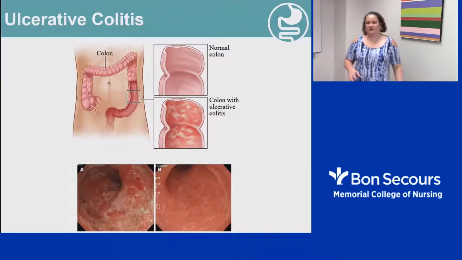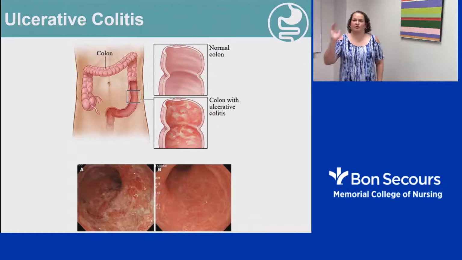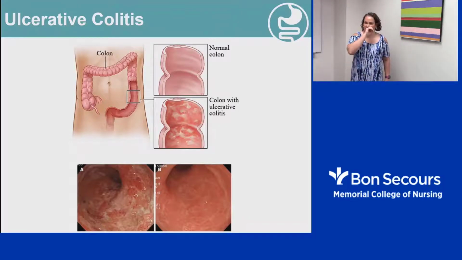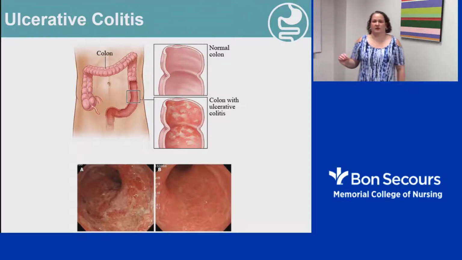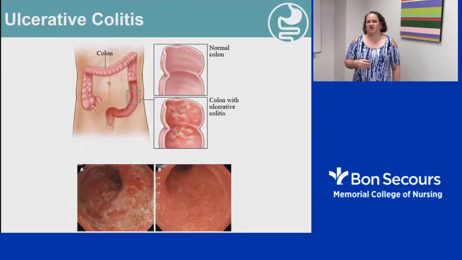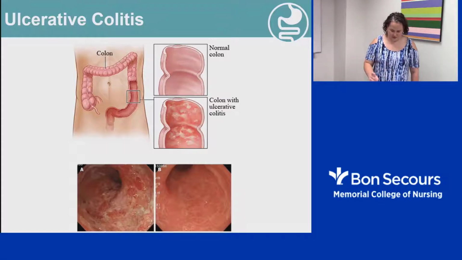So just to give you an idea of pictures, again, you have the normal colon versus the colon that's ulcerated. The right-hand side is your normal colon if you're looking at the bottom pictures. This is through a colonoscopy, where you can actually see the irritation and the ulcerations associated with ulcerative colitis.